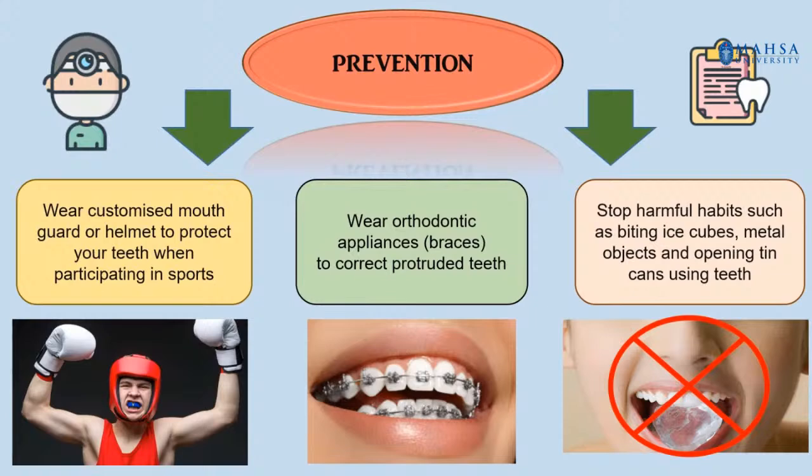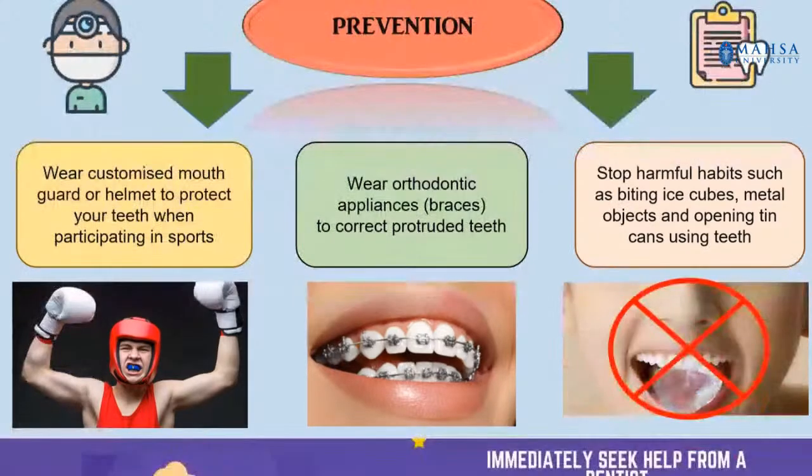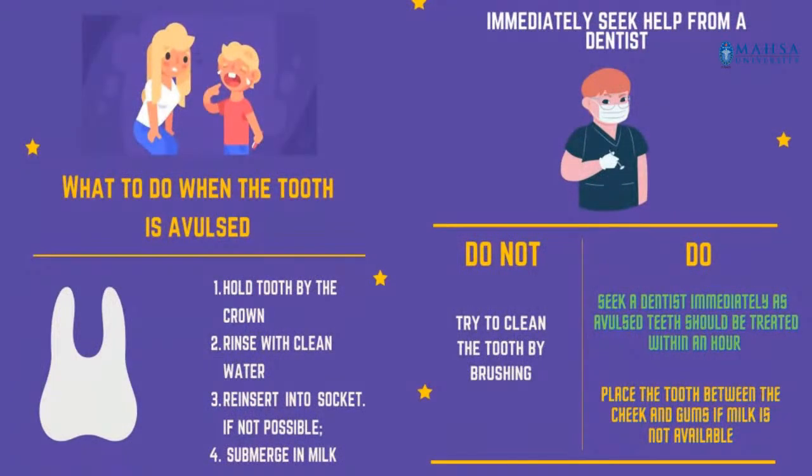What to do when the tooth is avulsed? First, hold the tooth by the crown and rinse it with clean water. Then try to reinsert it into the socket. If this is not possible, submerge it in milk. Immediately seek help from a dentist after doing all of these procedures.